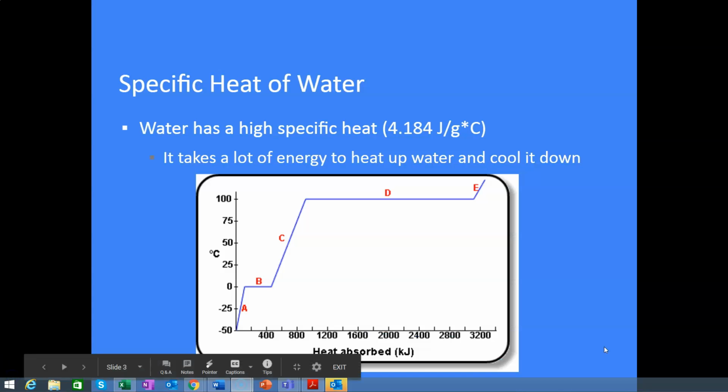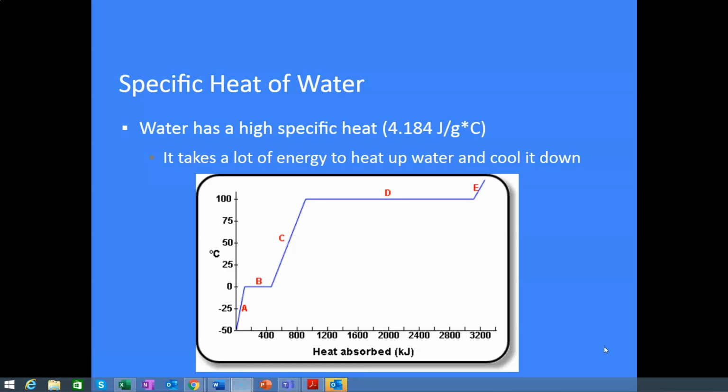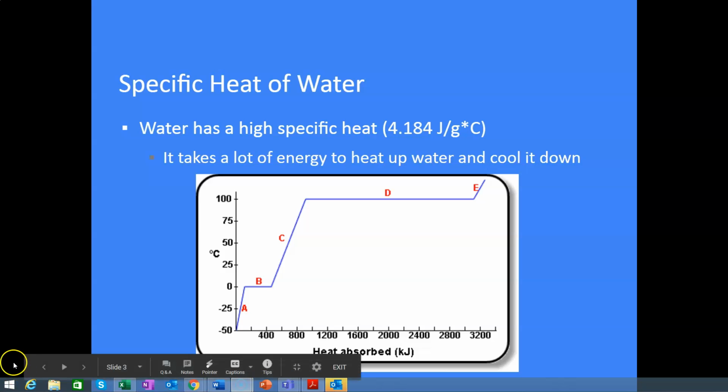As we look at this, it's just explaining a property of water. And basically the bullet is what you need to know. It takes a lot of energy to heat up water, and it takes a lot of energy to cool water down. So that's one of the properties of water. And that's basically what we need to know from this slide.